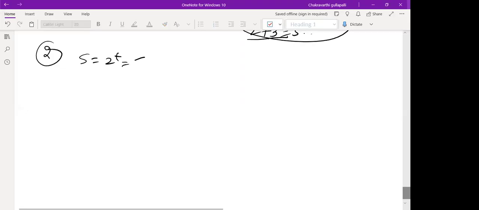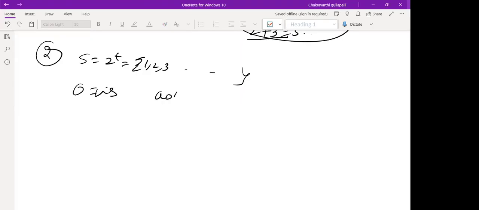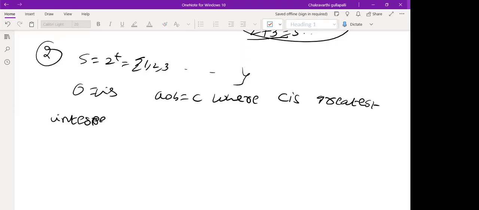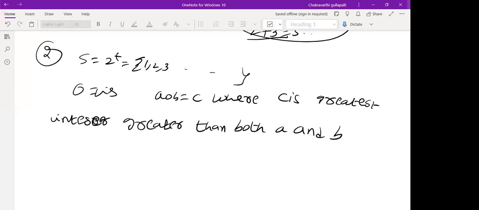Now the same set, 1, 2, 3, 4 and so on, and circle is the same operation. A circle B is defined as A circle B is equal to C, where C is the greatest integer greater than both A and B. The word greatest is introduced. No, ma'am, the earlier one was smallest integer greater than both A and B. The word greatest is the only difference. Let us see again.